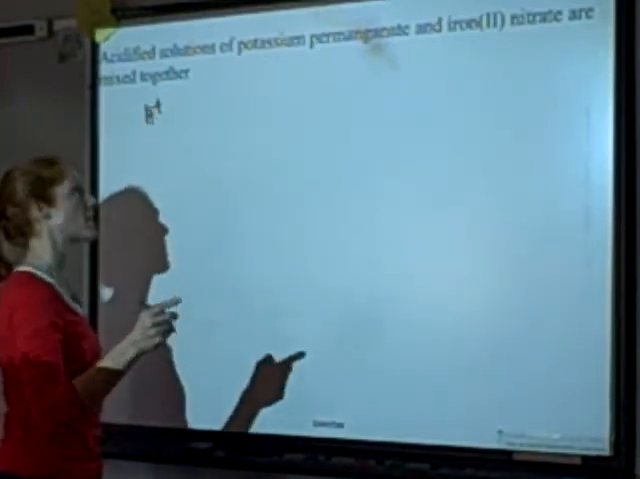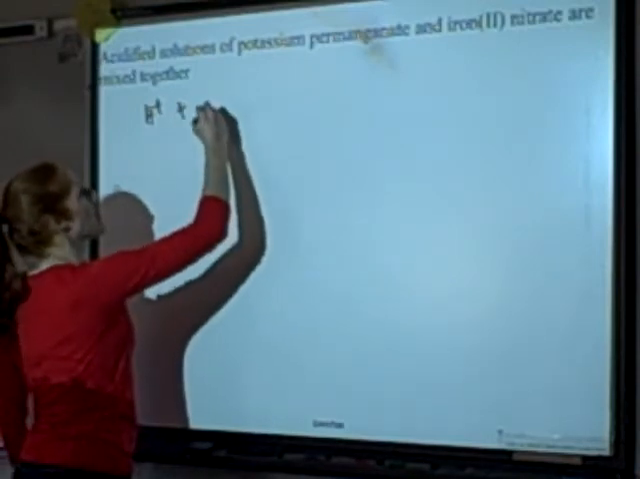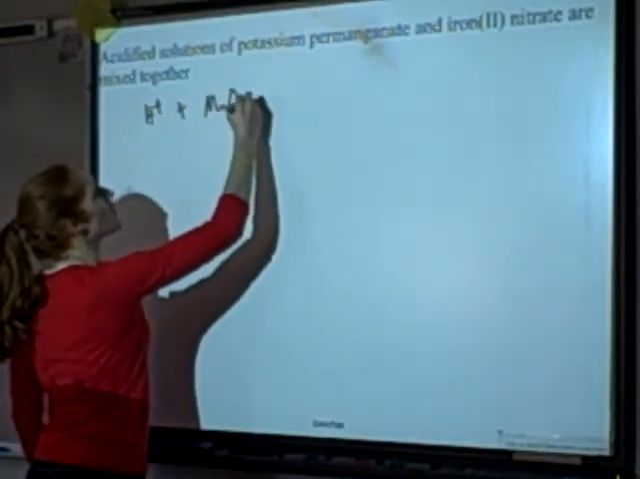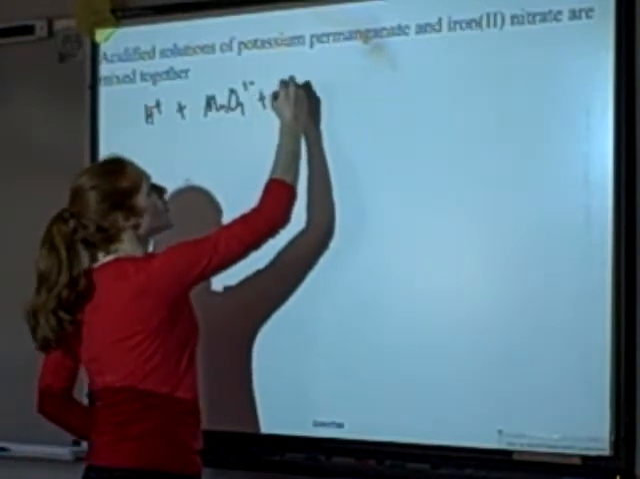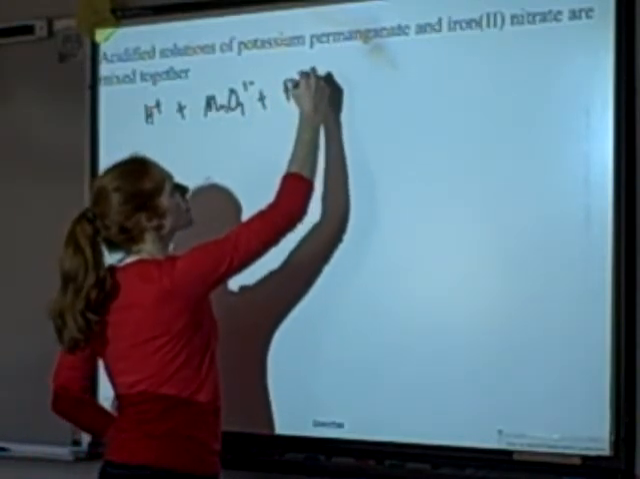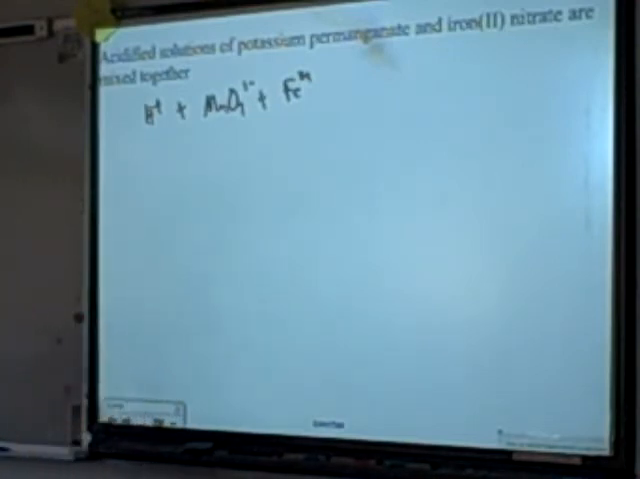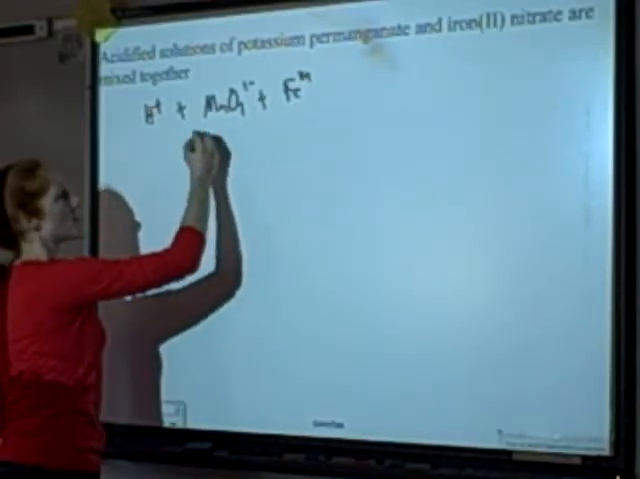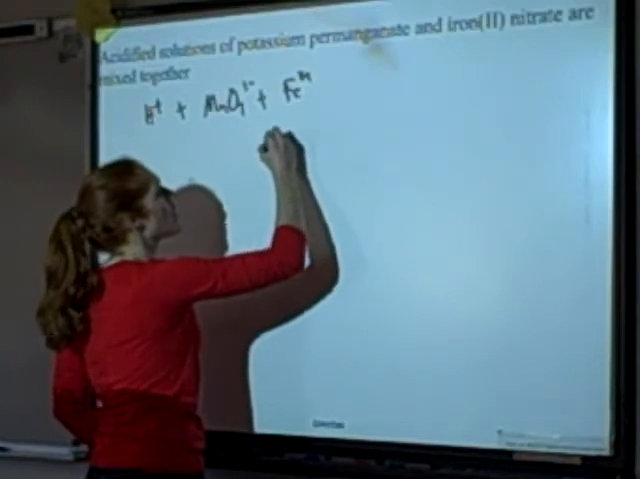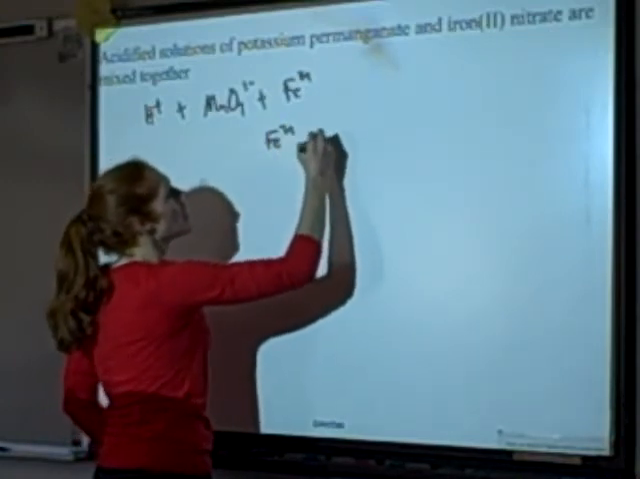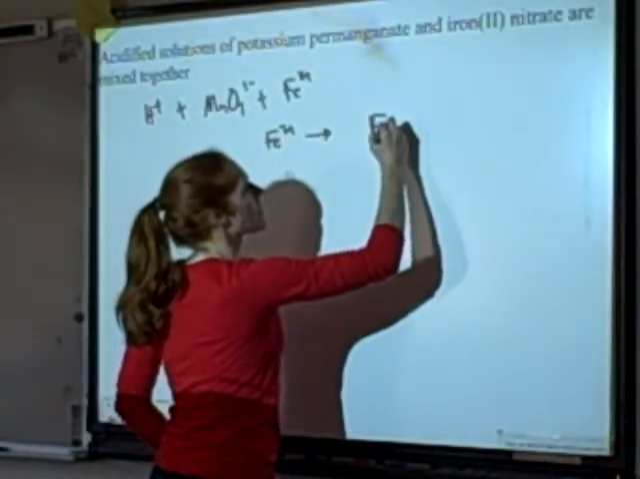Potassium ion, not going to do anything. Permanganate is MnO4, it has a 1- charge. And iron 2, that'll be Fe as a 2+. And nitrate is not going to do anything, that's going to be a spectator ion. Okay, so I know permanganate is a strong oxidizer, meaning something else is probably being oxidized. And iron can be oxidized. Iron 2+ can turn into iron 3+.